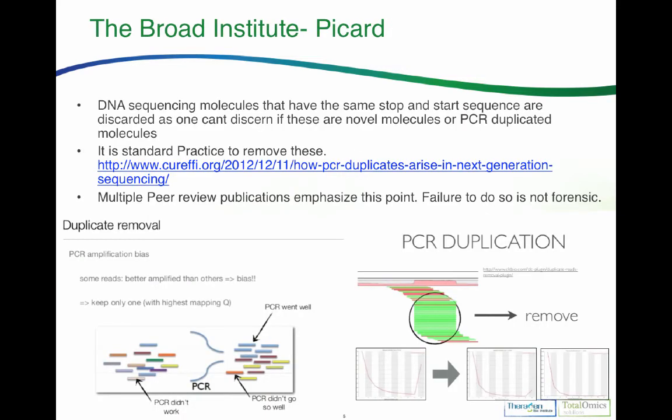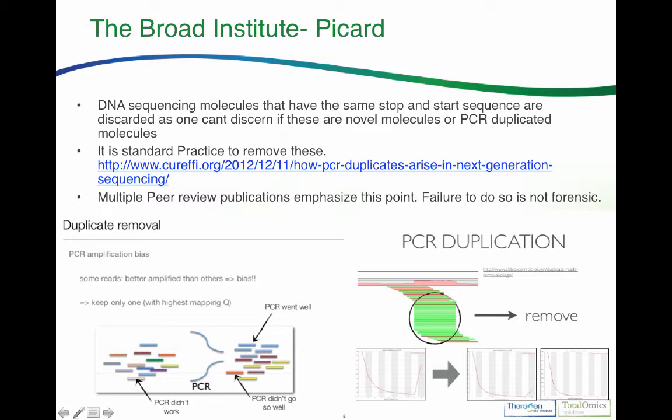Okay, so let's talk about how people handle these PCR duplications. The Broad Institute is one of the premier facilities for doing DNA sequencing, and they wrote a program called Picard. And Picard is something that goes through and scans for PCR duplication events and removes them. Here's an example: the reads in green are going in one direction, the red are going in the other direction, but they start and stop at defined locations. So you know each of these was derived from a unique molecule.